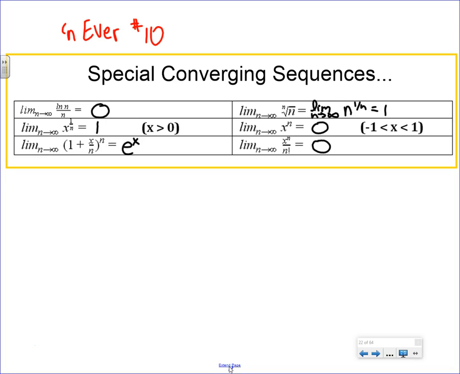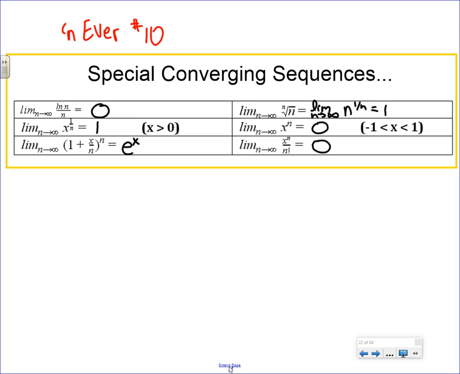Does it make sense that the limit of ln of n over n as n goes to infinity would be 0? Yes. Bottom wins, right? ln's not very strong. How could you do that? L'Hopital's. It'd be 1 over n, all over 1. x to the 1 over n, for all x greater than 0, we can say this. If x is negative, we'd have some issues.